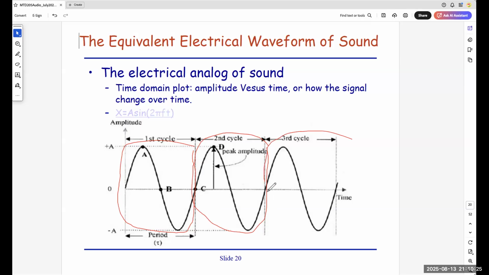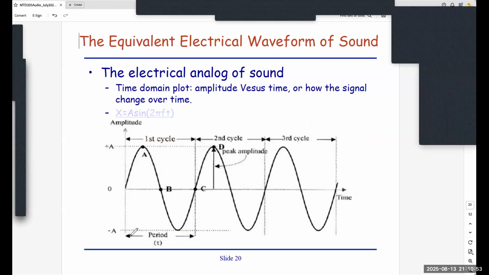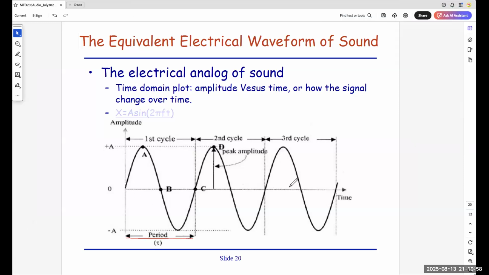In physics or maths, we call this a cycle. So this represents one cycle. After one cycle, it repeats again and becomes the second cycle, then the third cycle. So it's one cycle, two cycles, three cycles. In a very mathematical way, we say the completion of one cycle is called the period. This timing from here to here is called the period, because the x-axis here represents time.